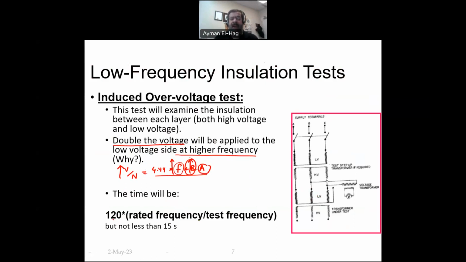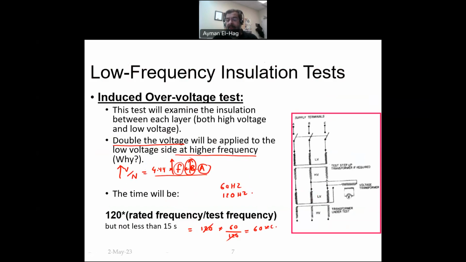There is this formula: 120 times the rated frequency divided by the test frequency. So let's say that we have a 60 hertz system. So we apply double the voltage, we double the frequency, so the test frequency will become equal to 120 hertz. So the time will be equal to 120 times 60 divided by 120, so this will equal 60 seconds.